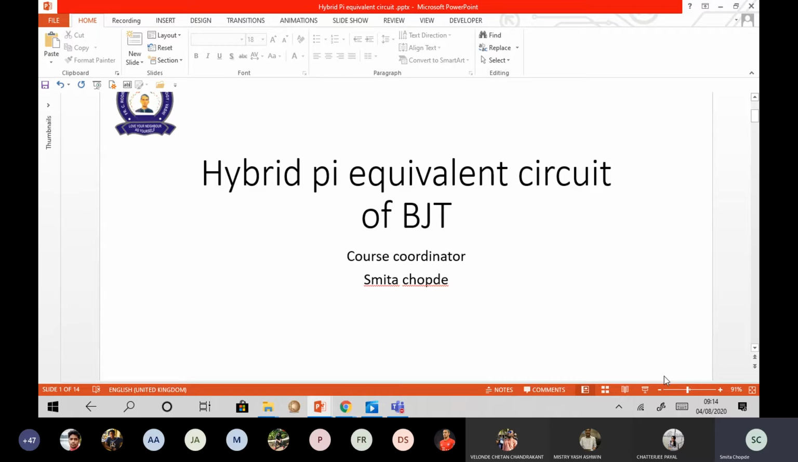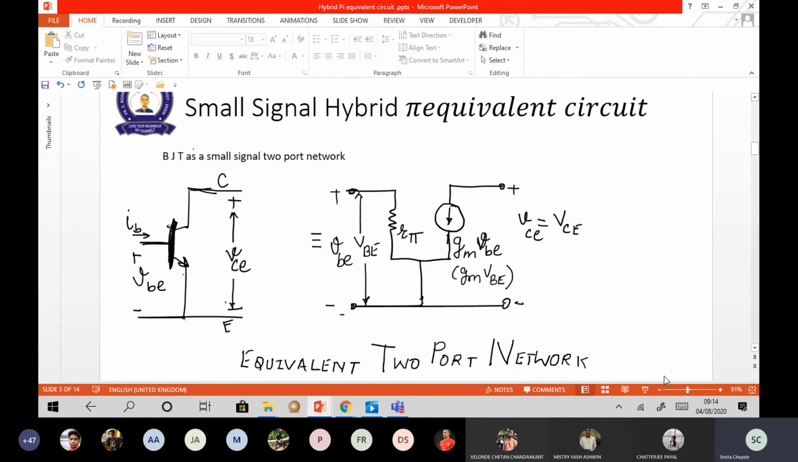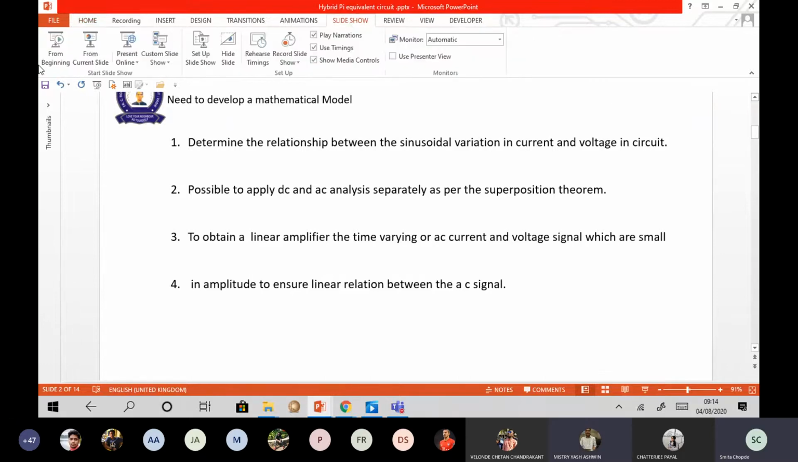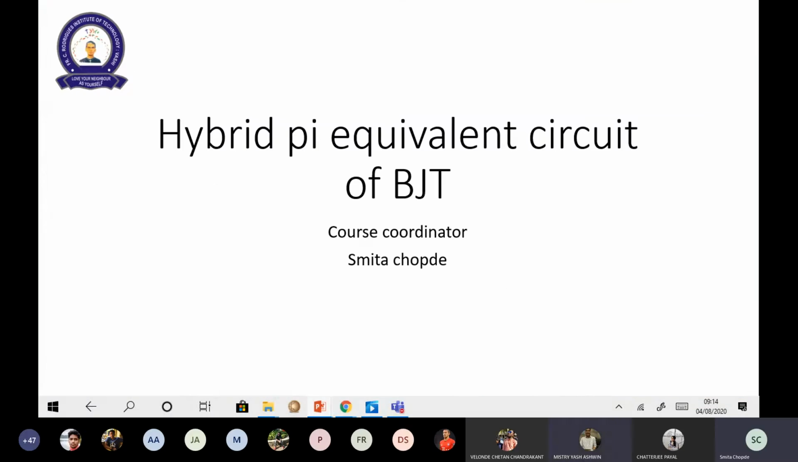Fine. So here, hybrid pi equivalent circuit. What is the need of this equivalent circuit? First slide will be describing you. Okay. So the need of a mathematical model. You can start the slideshow, so it will show you in full screen. But I am not aware from the student's side of view how it looks like. I don't mind starting. We'll just try. No issue. Yeah, it looks fine. Then it's all right. Can you tell me now, is it approachable?